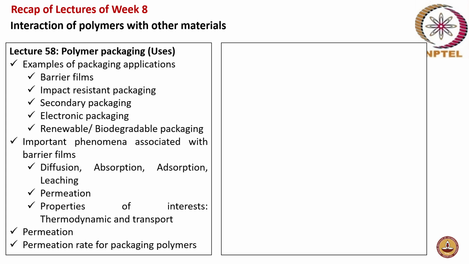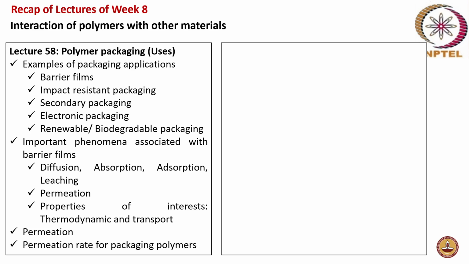So polymers are used in packaging applications. They are very widely used. In packaging applications, the purpose of their use can be as barrier films. For example, in your chips packet, you have your polymer.